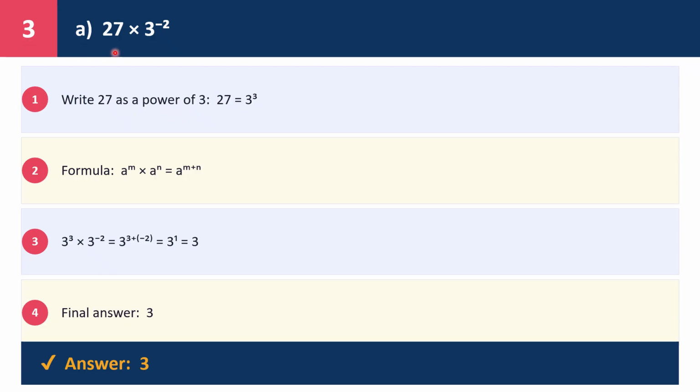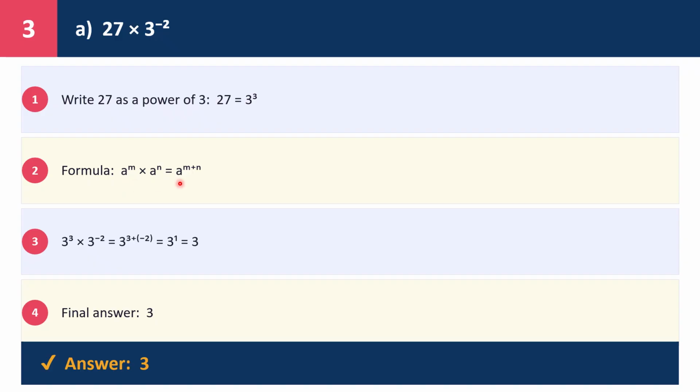Third is 27 into 3 power minus 2. Okay. So first step, we are going to write 27 as a power of 3. Why do we have to write it as a power of 3? Because our base here is 3. So 27 equals 3 power 3. Now let's use the formula. What formula? a power m into a power n equals a power m plus n. If the bases are the same, we have to add the powers.